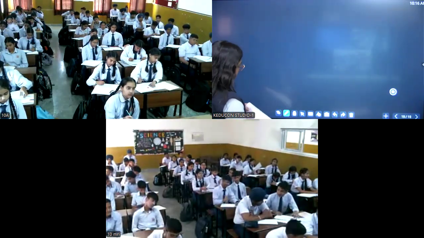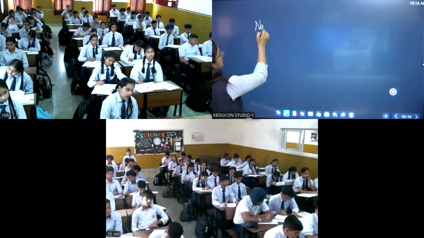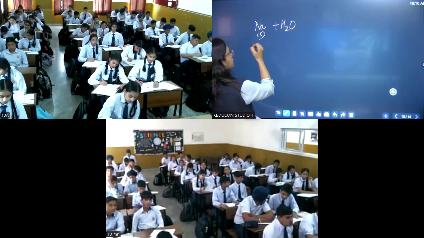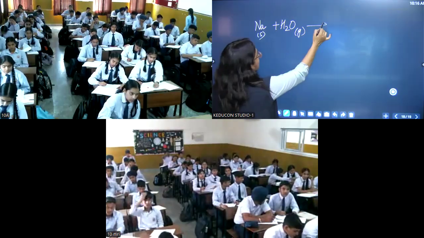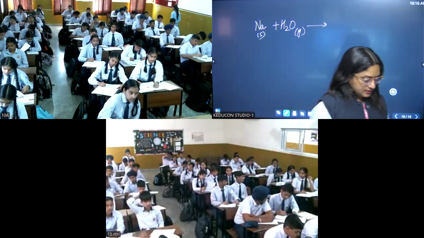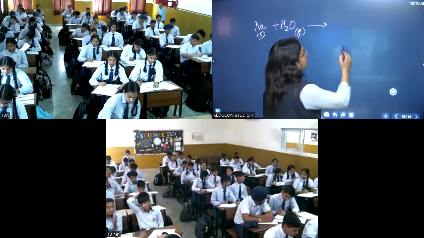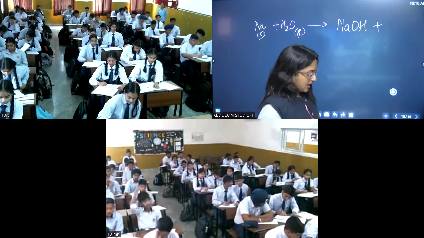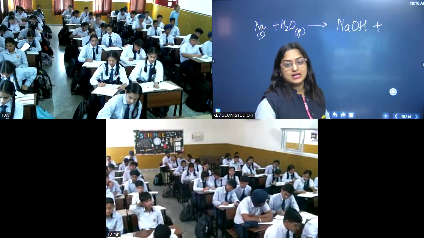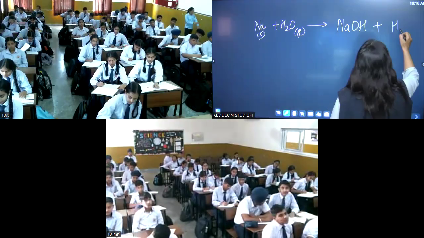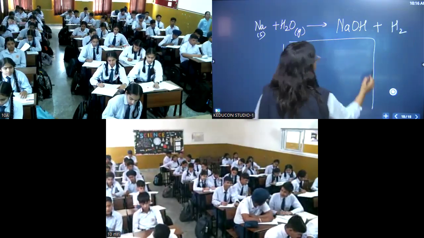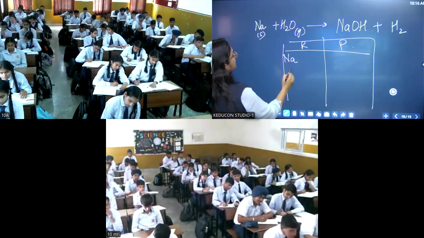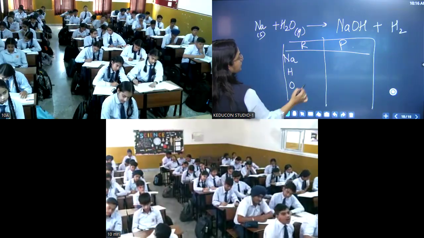Water vapor reacts with sodium metal. Sodium metal is Na. Sodium metal is solid in state. Water vapor means this is gaseous in state. And this produces sodium hydroxide, which is NaOH, and you have hydrogen gas. What is hydrogen gas? H2. Fine. We have sodium and hydrogen, oxygen.